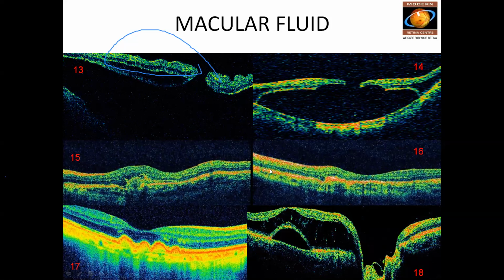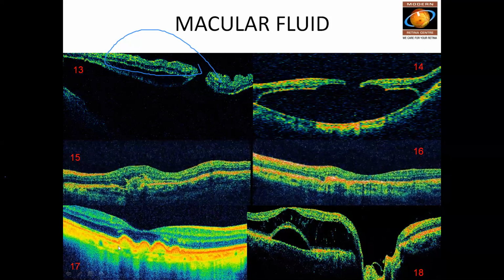Then number 15 is an active CNVM where the RPE is broken. There is a membrane in the retinal layers and the subretinal space, and there is activity because there is presence of fluid. Whereas number 16 is a CNVM which is already scarred. In the membrane and RPE, you can see the scar here. The membrane is all scarred and there is no fluid in the overlying retina. So this is a scarred CNVM.